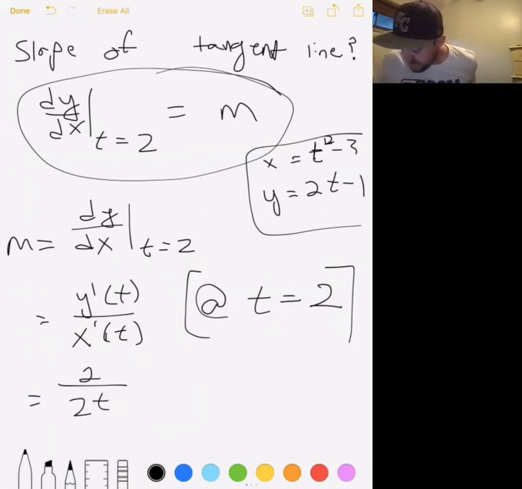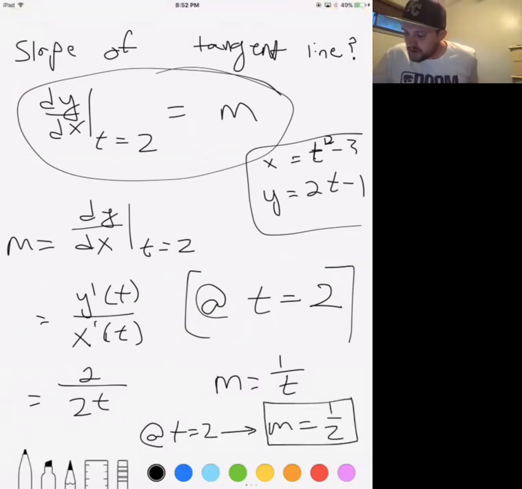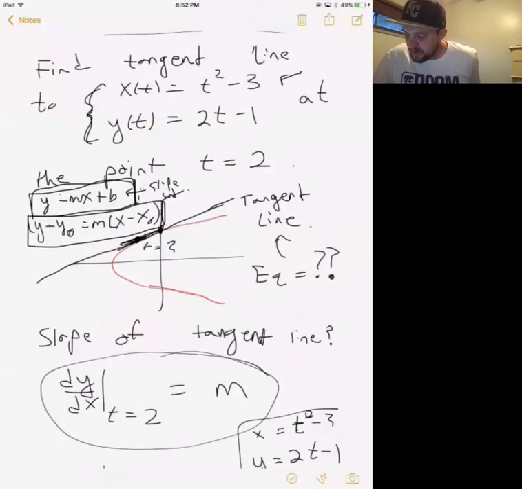And this gives us that the slope, in general, the derivative is 1 over t. But at t equals 2, m is 1/2. So that means the slope of this tangent line up here is 1/2. So we found m now. We have a slope, and now we need to either find the y-intercept or find a point. And I claim it's always easier to find a point. And we will want to use point-slope form.